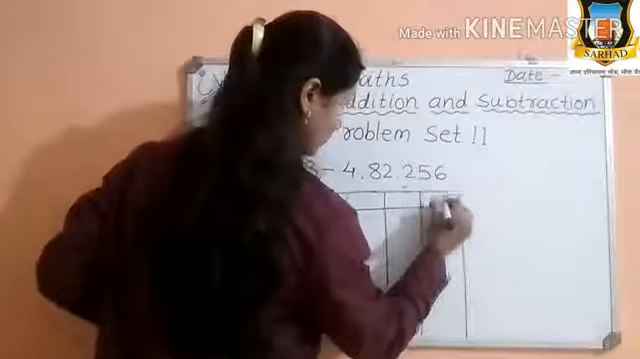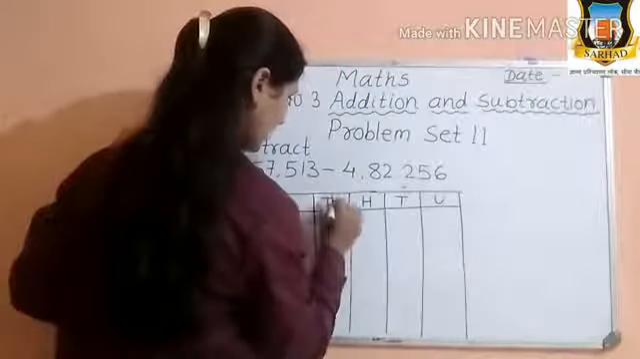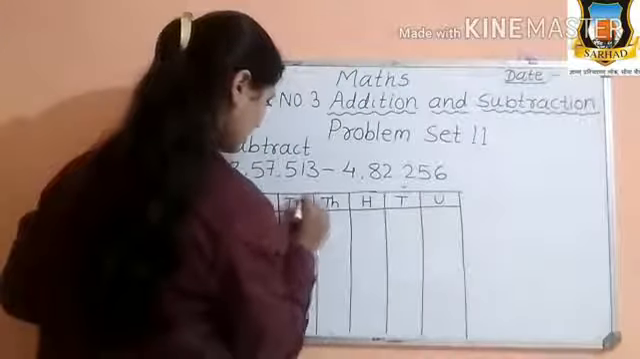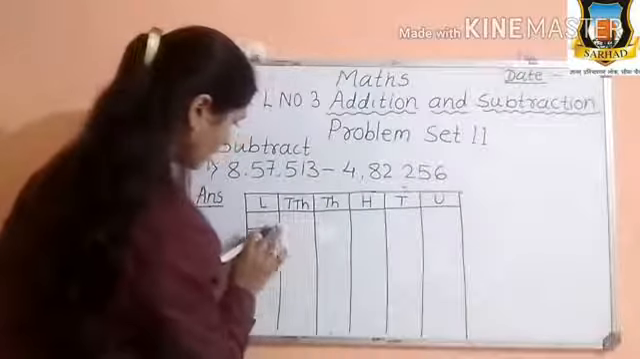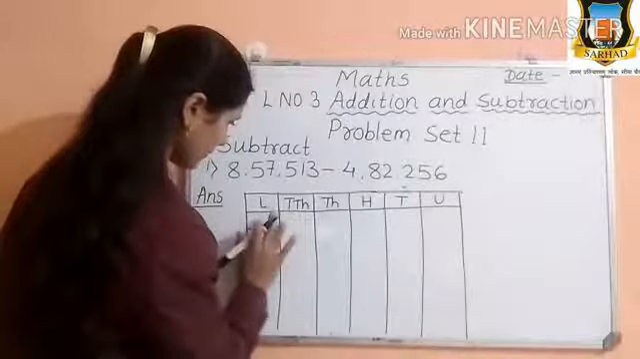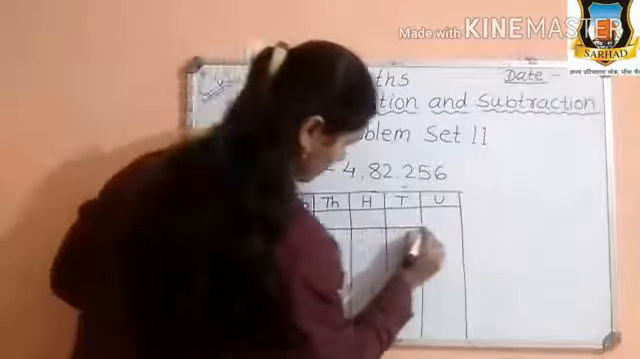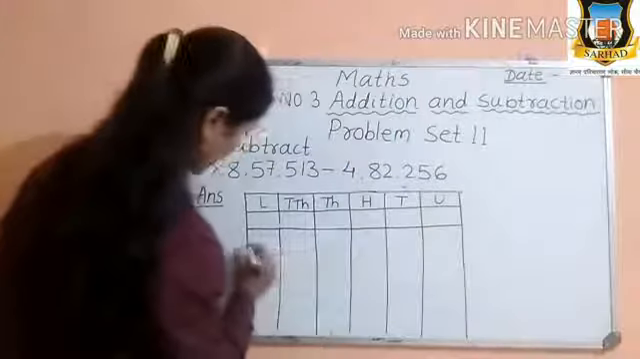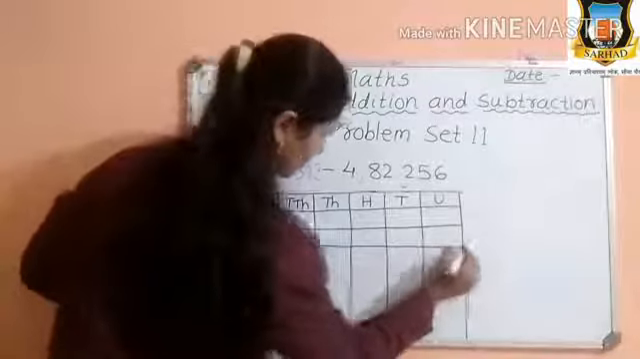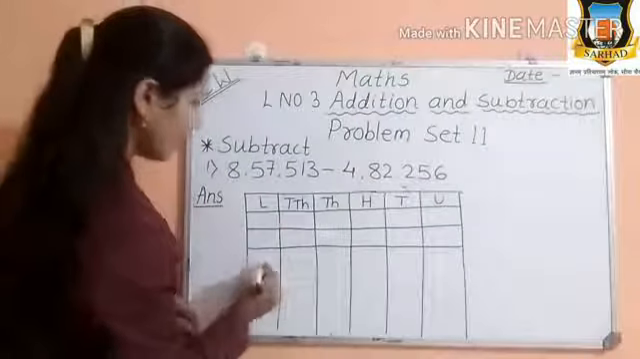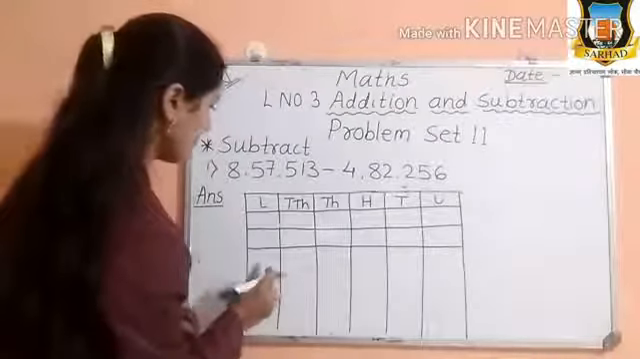Places you have to write: units, tens, hundreds, thousand, ten thousand, lakh. Two columns you have to make, and two more rows you have to add here for borrowing the number. And then the number.